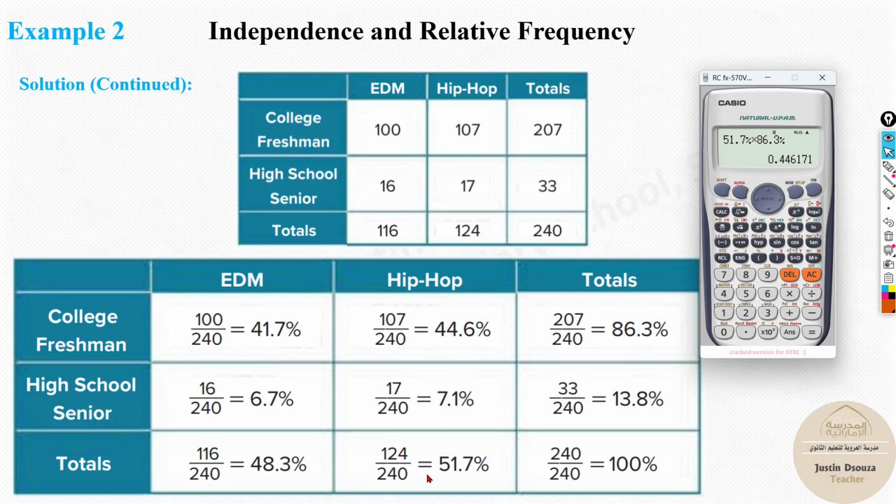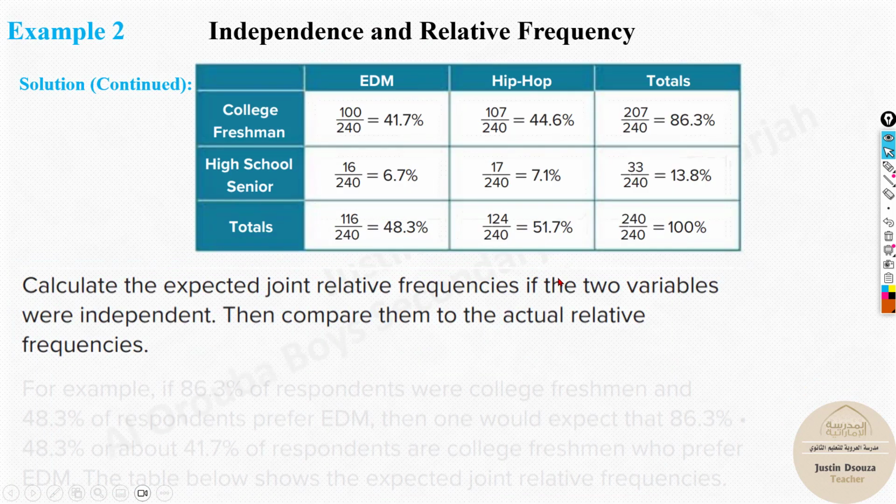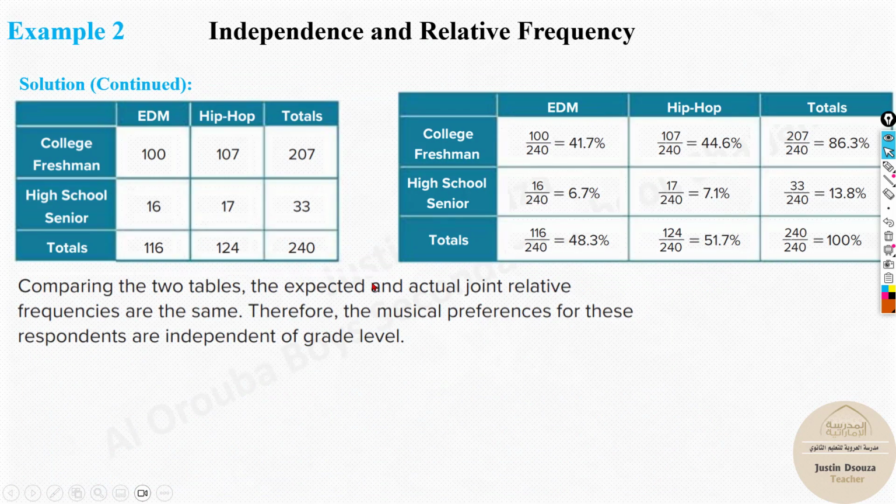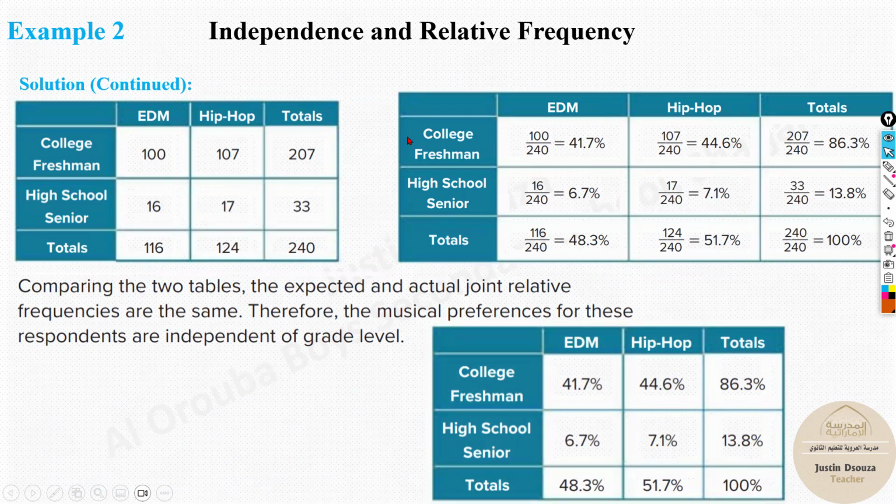So now this means they are all independent of their grade level. This is how we can find independence. So you need to basically see one, you find the relative frequency table, right? They expect you to find another one just by the totals. From the totals, you need to find again and just compare these tables. Comparing the two tables, the expected and the actual relative.